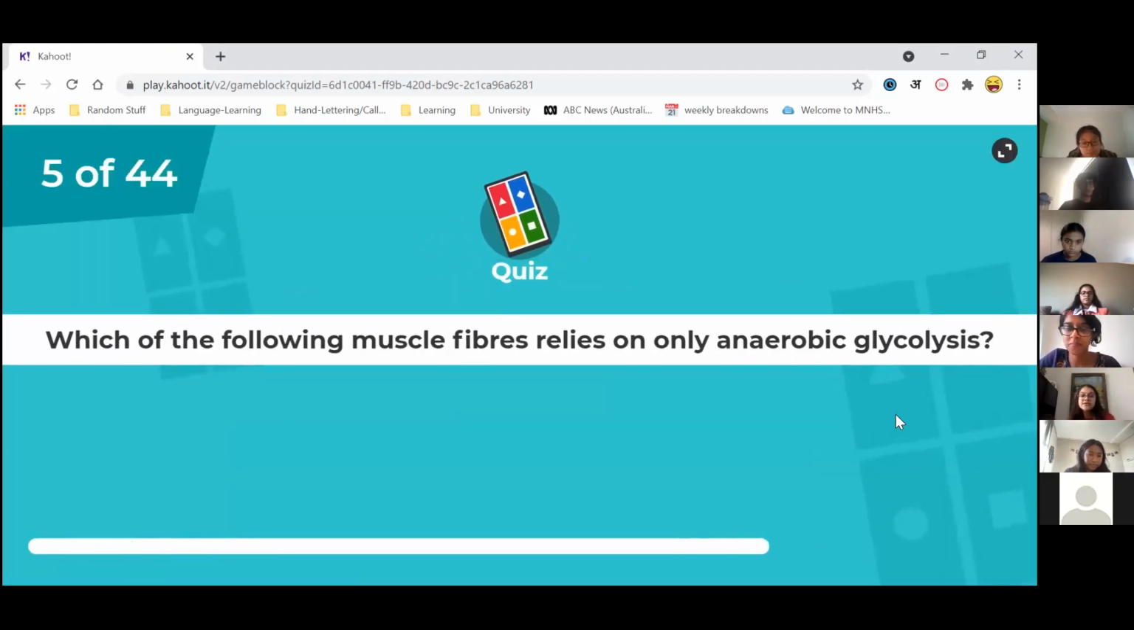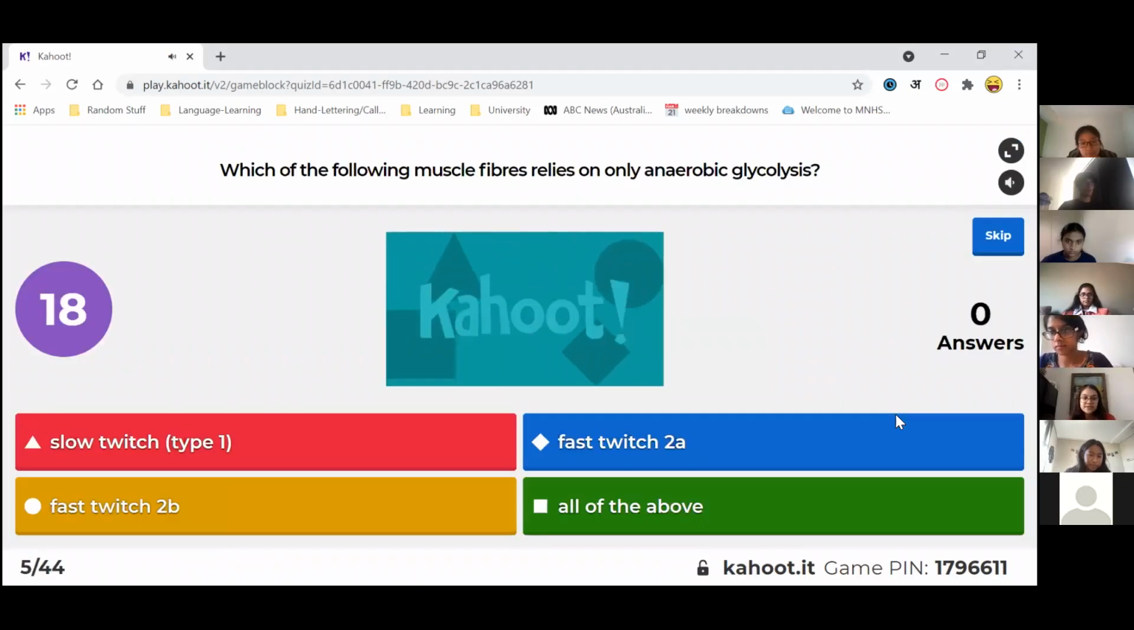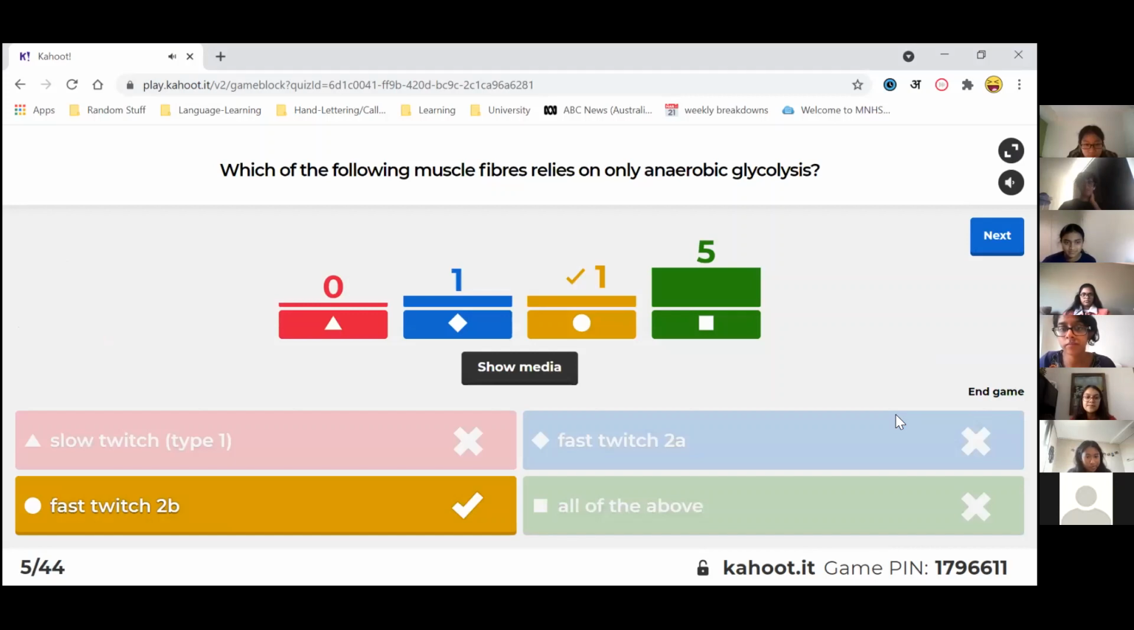Which of the following relies only on anaerobic glycolysis? So it's fast twitch 2B because those are activated for short bursts of energy. So something like sprinting or jumping. So most people said all of the above. So the remaining ones use actual oxidative respiration.